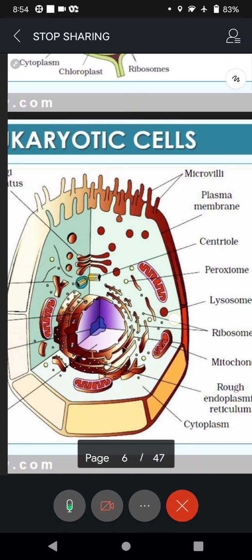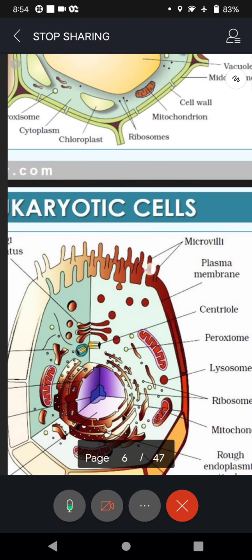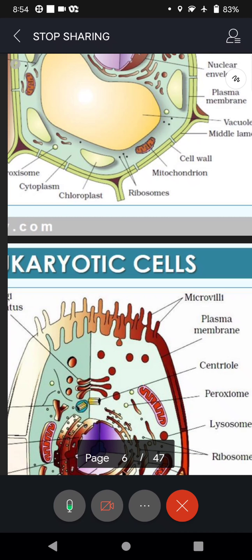See, in the animal cell, where is the nucleus? It's almost in the center of the cell. Why is it so? Vacuoles are small in size. There is no big vacuole that can push the nucleus to the side. That is the reason why in animal cells the nucleus will be almost in the center of the cell.